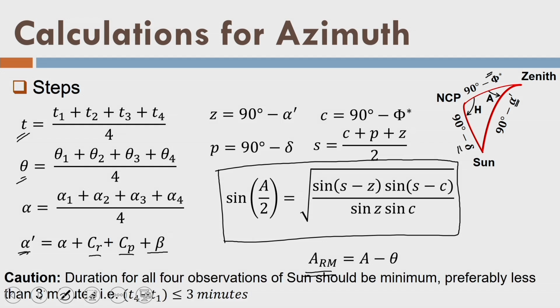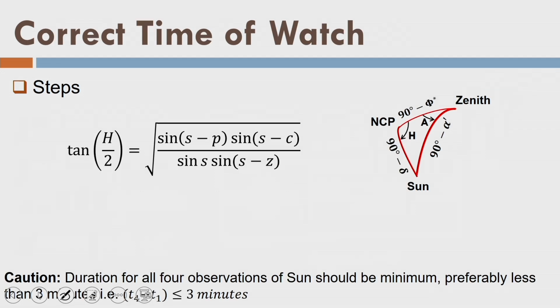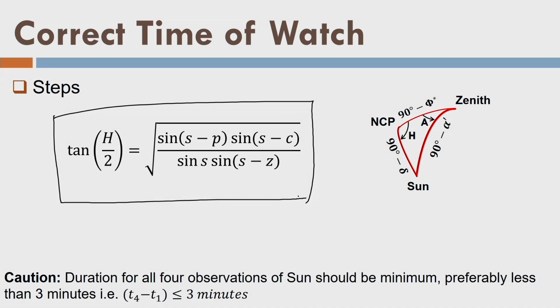Remember a few things here. The duration of all 4 observations should be within 3 minutes. That means T1 to T4 should be taken within 3 minutes. What about the time? Can you find out the correct time of your watch? With the same spherical triangle, with the same set of measurements, you can also find out the hour angle. Hour angle will be measured at your celestial meridian.